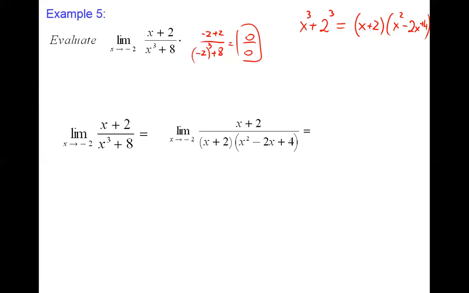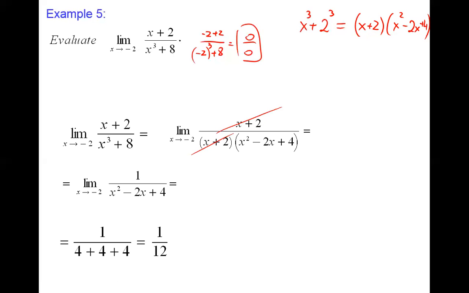Okay, that means I do have this. I see my common factor, x plus 2, x plus 2. Now I can substitute negative 2. Make sure that we substitute correctly, and it's 1 over 12. The limit at negative 2 is 1 over 12.